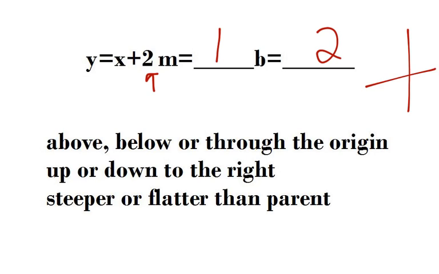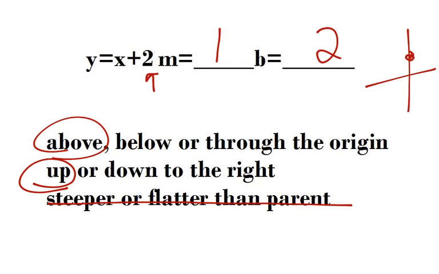If the y-intercept is 2, that is above the origin. So if it's a positive y-intercept, it's above the origin. It's going to go up to the right because my slope is positive. And 1 is the same as 1, so it's not steeper than the parent, and it's not flatter. So we'll just draw a line through that to show that it's neither.